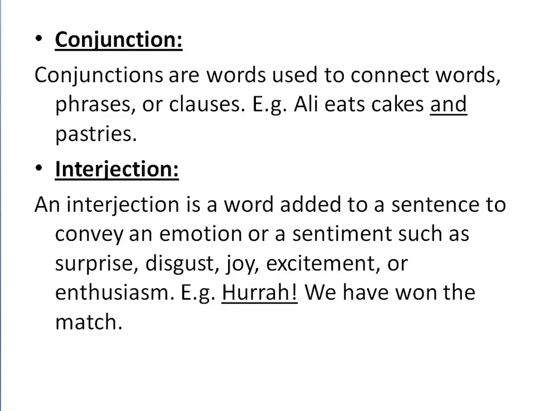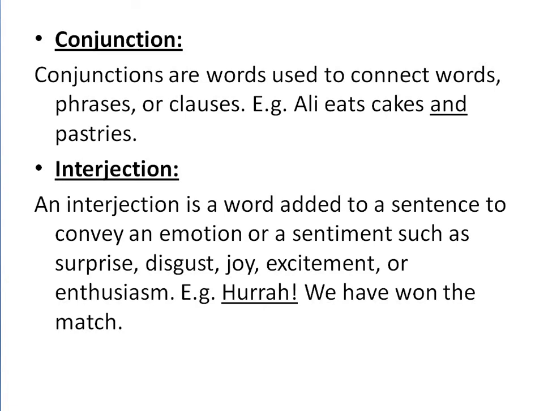Conjunction. Conjunctions are words used to connect words, phrases, or clauses. So these are the words that are used to connect phrases and clauses. For example, we have "Ali eats cakes and pastries." Here, "and" is a conjunction that is connecting "Ali eats cakes" with "pastries."